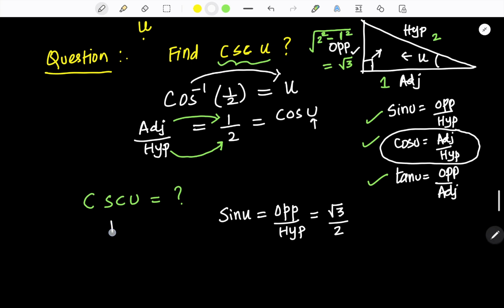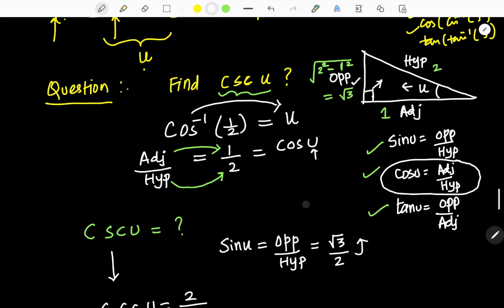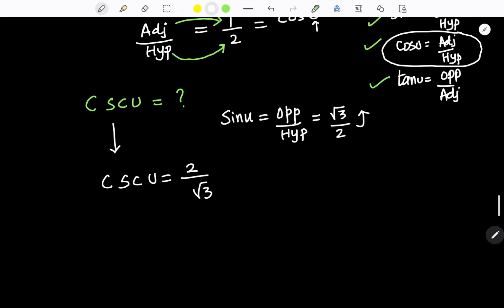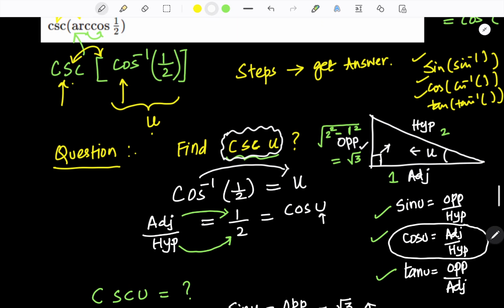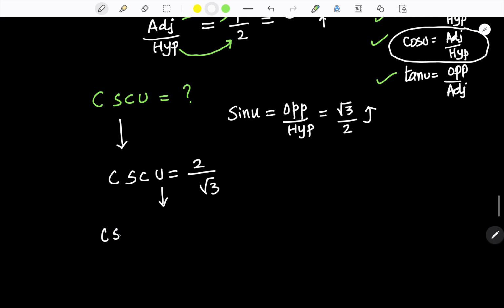But this is not my answer. My answer is cosecant U. So cosecant U is equal to, you flip this one, you will get the answer 2 divided by square root of 3. Before starting the question, I told you, if I find cosecant U, my solution is over. So now I got the answer, cosecant U is 2 over root 3. So cosecant of cosine inverse 1 over 2 is equal to 2 by root 3, which can also be written as 2 root 3 divided by 3.